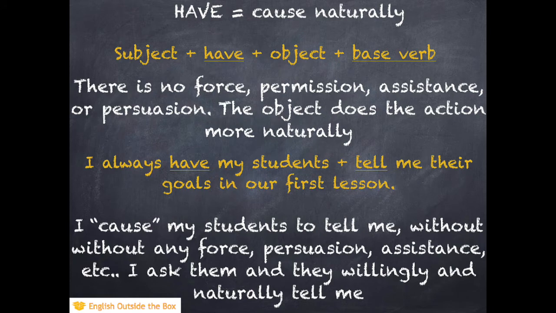Next verb is have. Have is another verb that's followed by the base verb. When you have someone do something, you are having or causing them to do something, and it is a bit more natural. You're not forcing them or requiring them, you're not persuading them or allowing them. It's something that happens quite naturally. You might ask them to do it and they agree right away. Again, you are not forcing or allowing. It is something that happens more naturally.